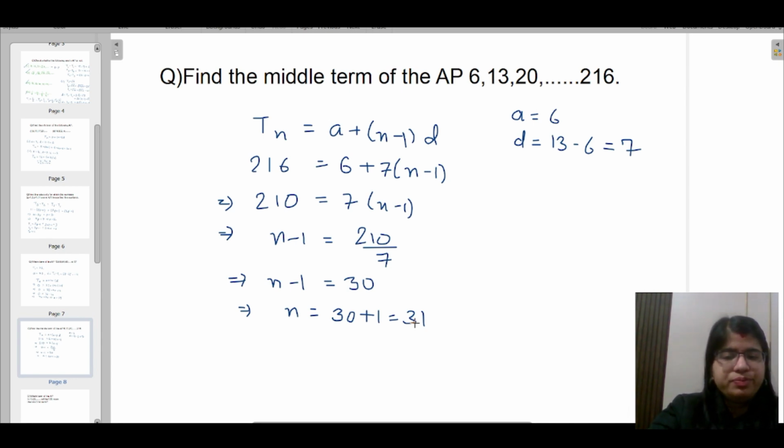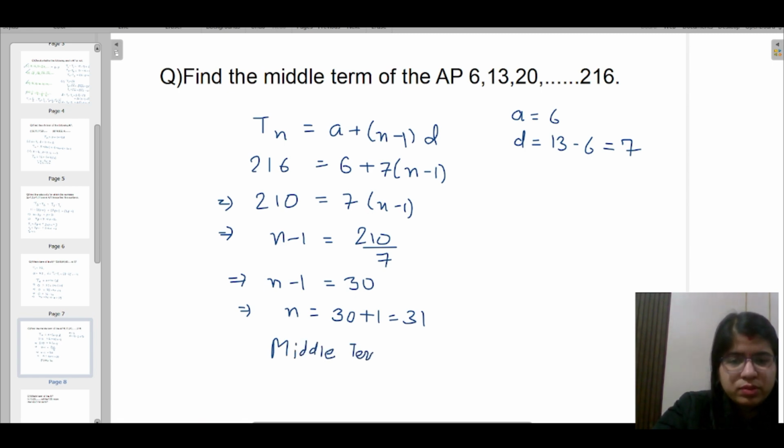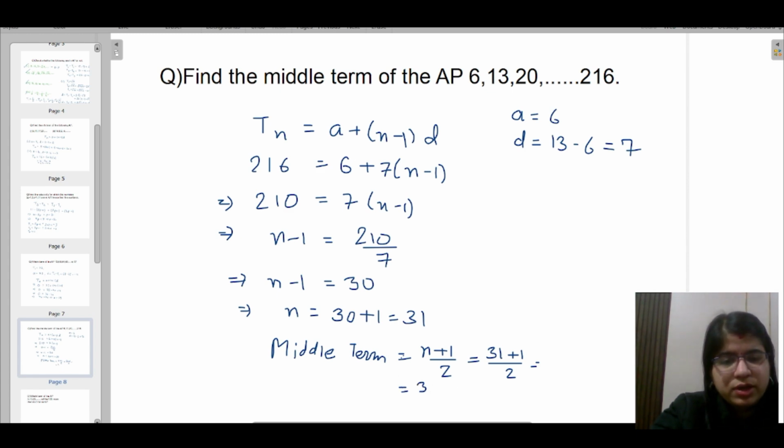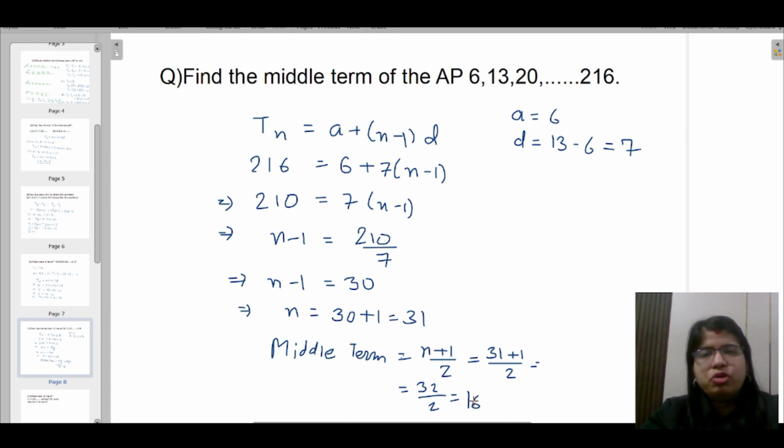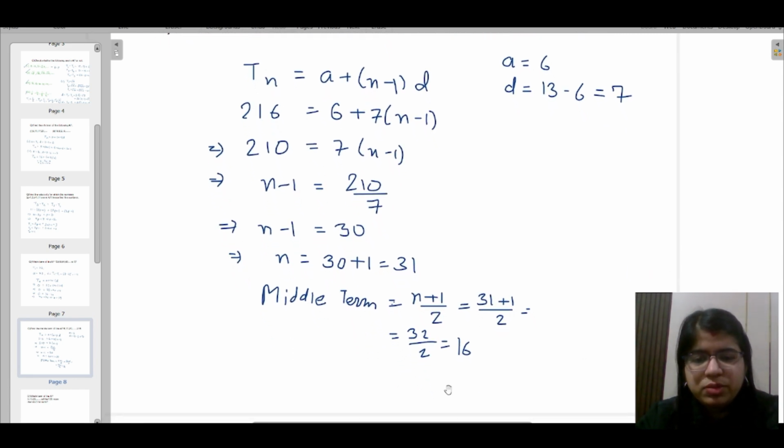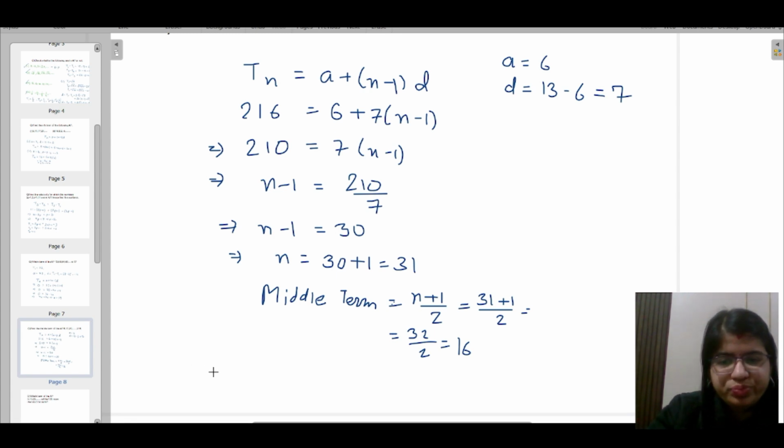Then which term is going to be the middle term? For the middle term, we will do n plus 1 by 2, which is 31 plus 1 by 2. So we have 32 upon 2, which is equal to 16. So now we know that the 16th term is the middle term here. And how are you going to calculate the middle term? Simply we will put the value in Tn. We know T16 is equal to A plus 15D. A is 6 here, then we have 15 into D.